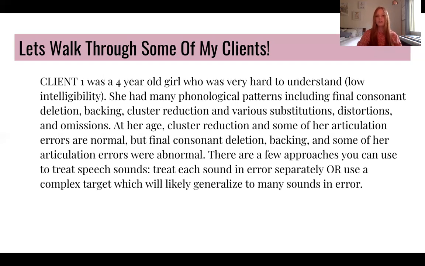And so you're always going to want to refer back to those milestones and say, okay, is this something that is a normal error? For example, she's 4 years old. That means that if she's pronouncing R as W, which she was, that's normal. A lot of 4-year-olds do that. And so that's not something that we would typically treat in speech for a preschooler. And so that's what I meant here in this sentence of cluster reduction and some of her articulation errors are normal. They're nothing to be concerned about, but she did have a few things that were abnormal for her age. And because she was typically developing, those were things that we wanted to treat.